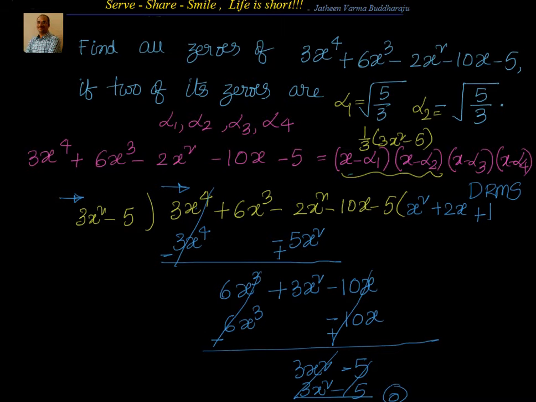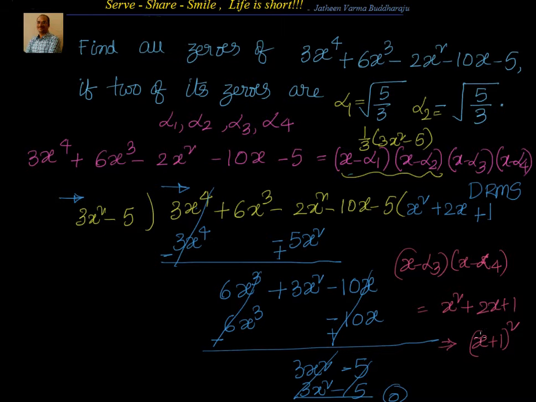So now we know that x minus alpha 3 into x minus alpha 4 is equal to x square plus 2x plus 1. We don't need to split the middle terms here, because we know this is a square plus 2ab plus b square. I can directly write it as x plus 1 whole square.